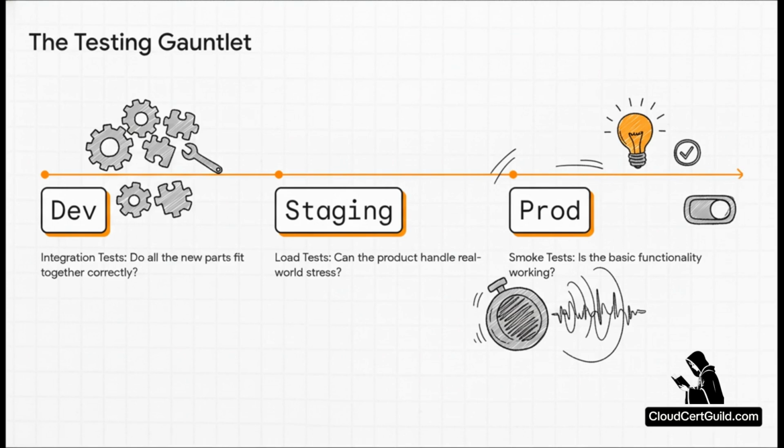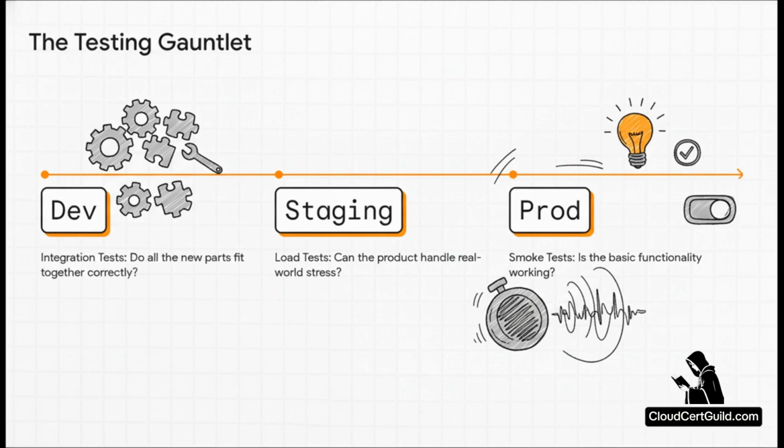First up, in the development environment, you run what are called integration tests. These basically ask, hey, do all these new parts we just made actually fit together correctly? Once that passes, you move on to staging. Here you run load tests. This asks a different question. Can our finished product handle real-world stress before we ship it out to customers?